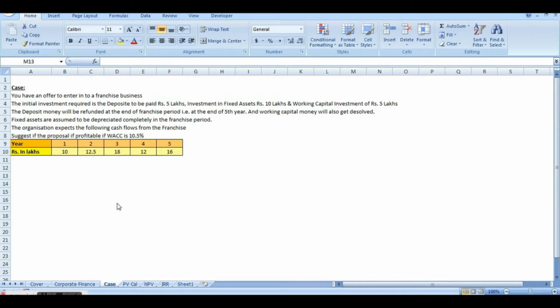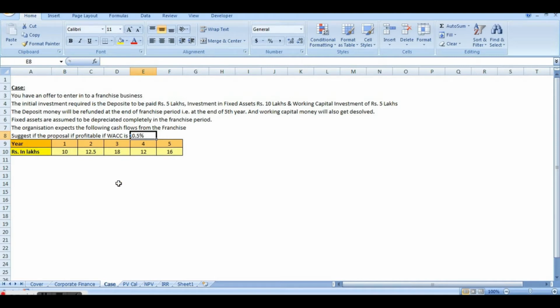And the WACC is also given. You have to assess this project based on the WACC of 10.5%. We have seen what is WACC just now. It is the weighted average cost of capital. The money required for starting this business, that is 5 lakh, 10 lakh and 5 lakh, total 20 lakh. Say if funded from a loan or equity, the cost of that loan or equity combinedly is 10.5%.